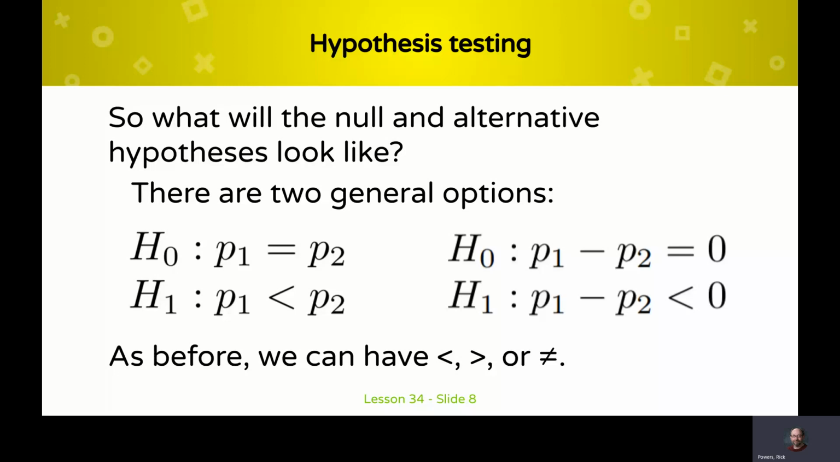So what will the null and alternative hypotheses look like? There are two general options. H sub 0, P1 equals P2, H sub 1, P1 less than P2. Or H sub 0, P1 minus P2 is equal to 0. H sub 1, P1 minus P2 is less than 0. As before, we can have less than, greater than, or not equal to.